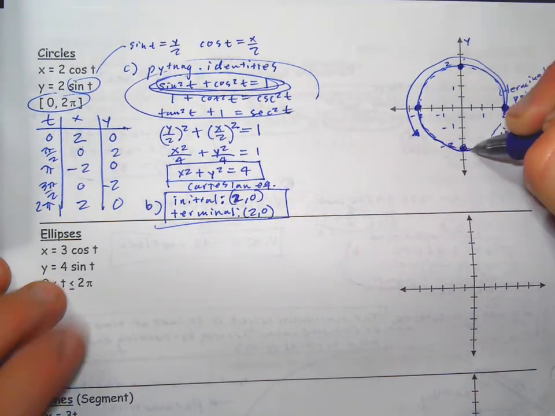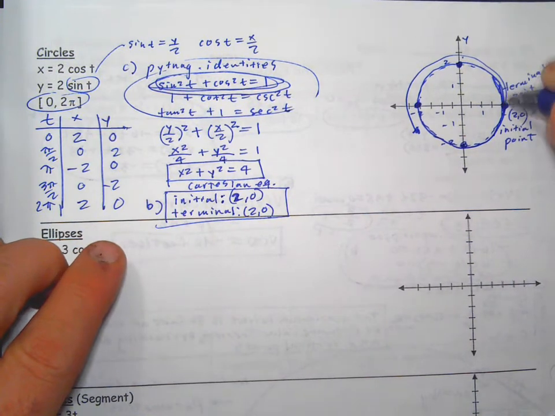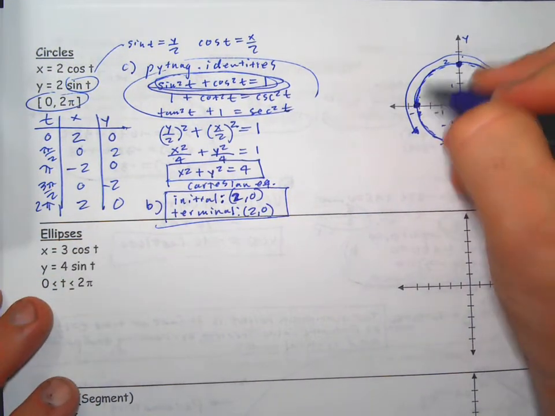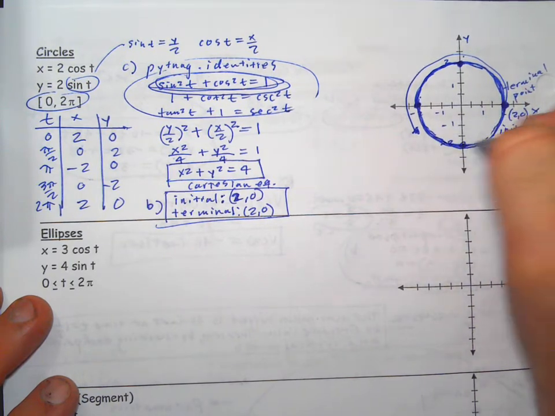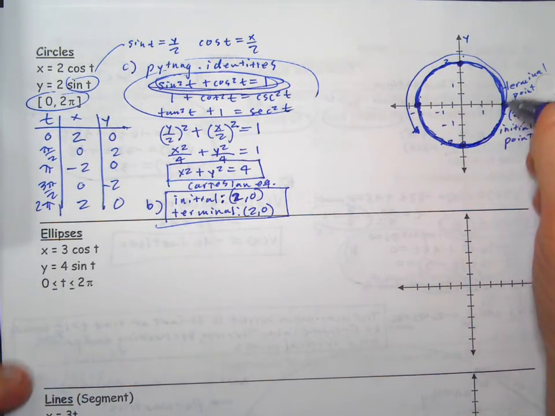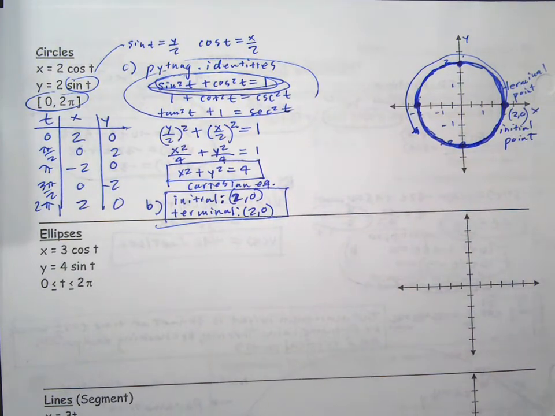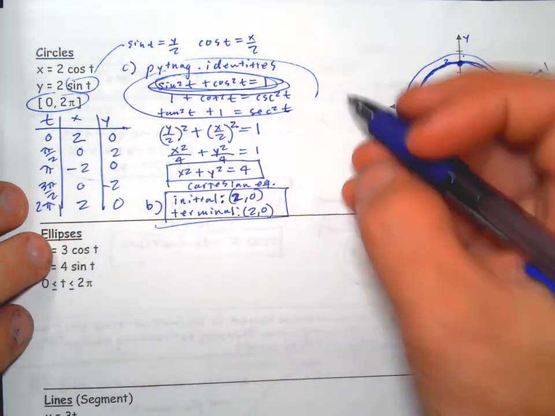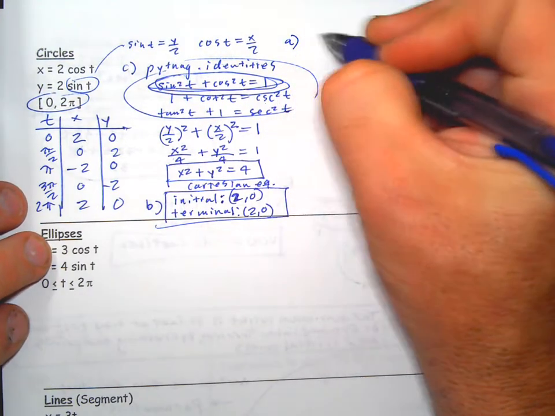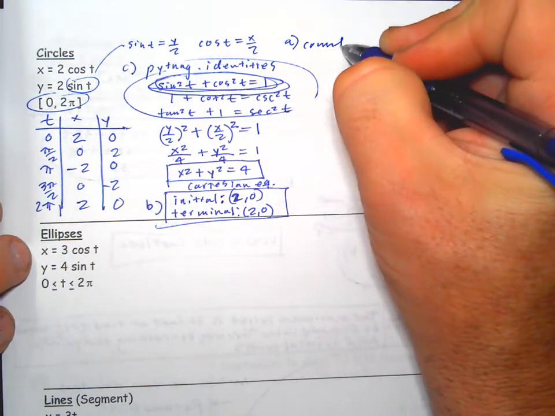And that table, just calculating some values, I think it should help you feel very confident that it is tracing the whole circle. But plenty of these problems will only do like half the circle, or they might do the circle twice or something like that. So for A, I'm going to say it's going counterclockwise.